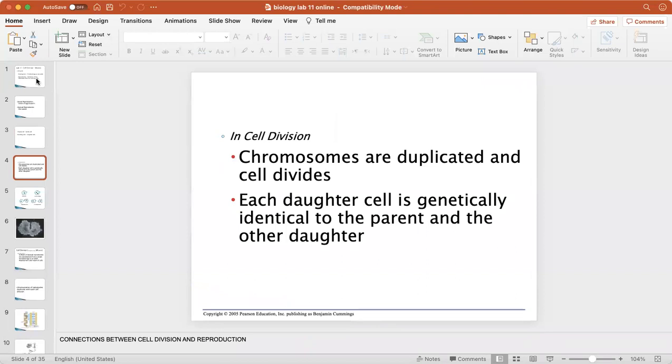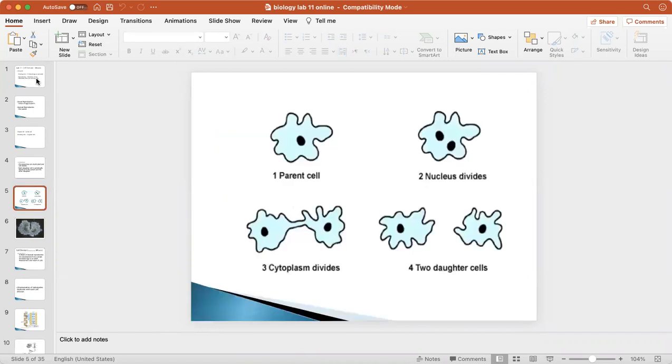In cell division, chromosomes are always duplicated and the cell divides, and each daughter cell is genetically identical to the parent and the other daughter. So this is in cellular division. Here's a look at a parent cell. First, the nucleus divides as those chromosomes, or genetic material, divide. Then the cytoplasm divides, and eventually we get two new daughter cells.